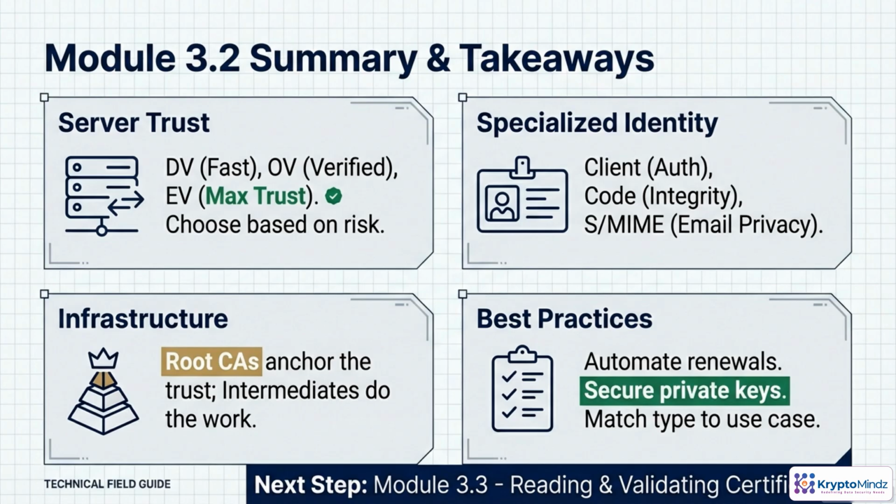Operationally, success comes from discipline. Automate renewals so certificates don't expire and take services down. Protect private keys with the same rigor you'd apply to any crown jewel secret. And always match the certificate type and assurance level to the real-world use case and threat model. With that foundation in place, we're ready to dive into how to actually read and validate certificates in practice.